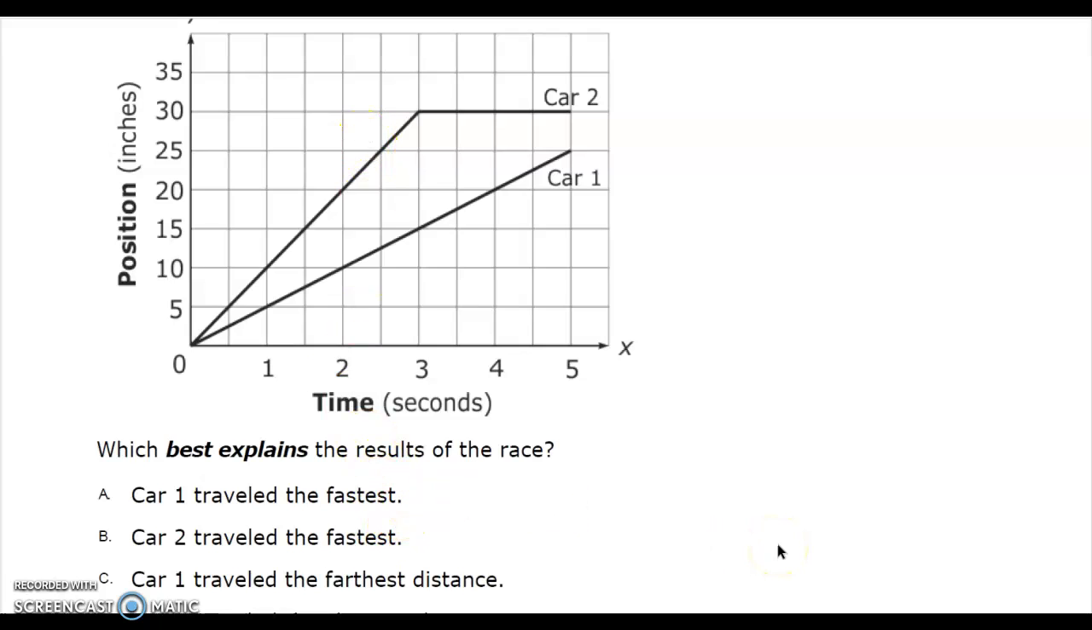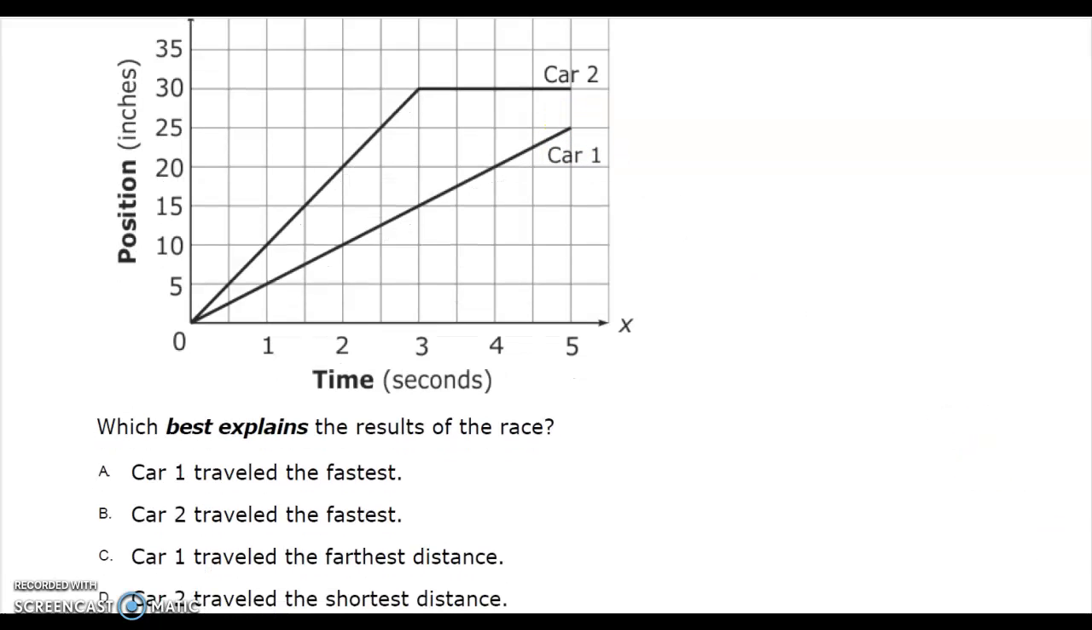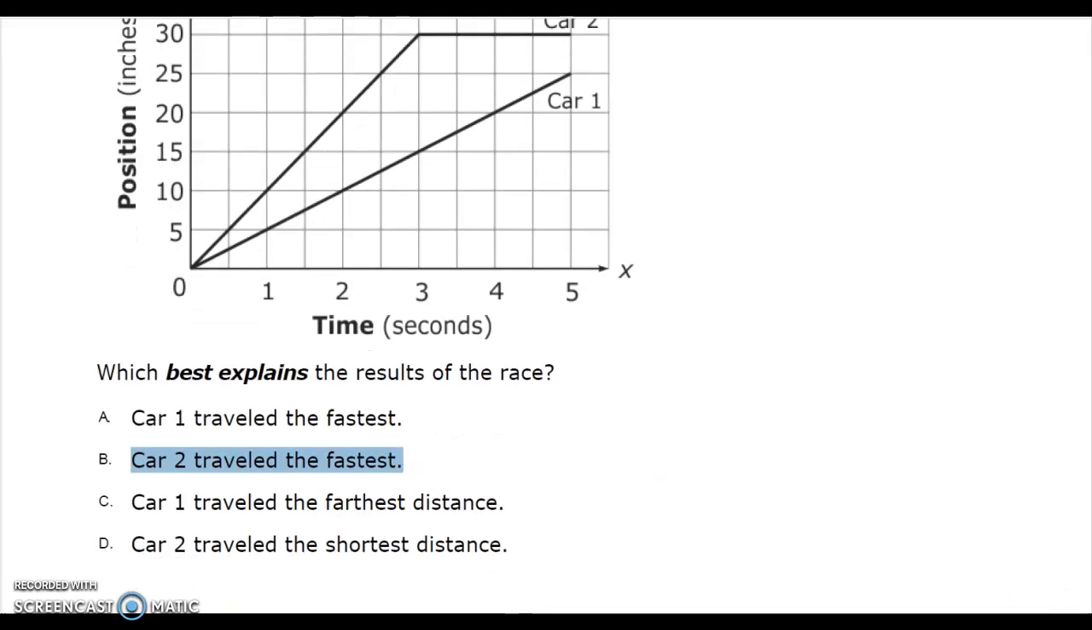Car 2 traveled the fastest. I know it might be tempting to say car 1 traveled the farthest distance because it looks like the line is longer. But think about this. Car 2 actually went 30. Car 1 only went 25, so that's not true. And that also makes D false, because car 2 did not travel the shortest distance. It traveled the farthest and had time to sit there and wait. And he's still waiting on car 1 to get there. So the answer is B, car 2 traveled the fastest.